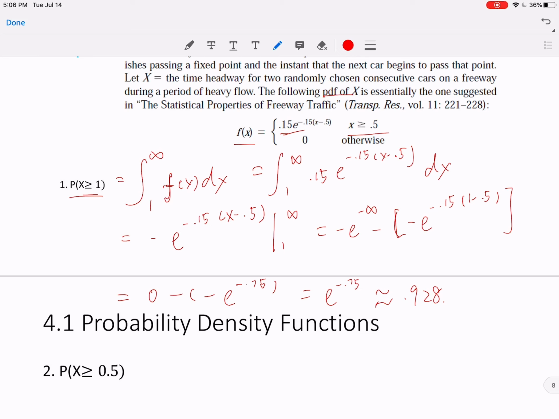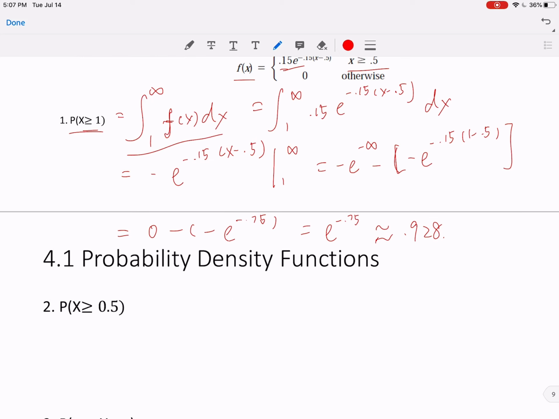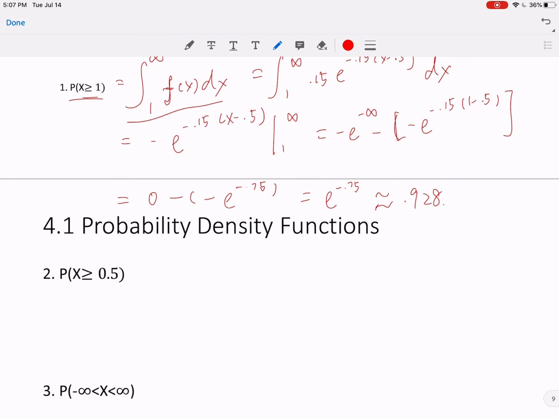So the key point for this kind of question is, first of all, if we want to find the probability of an interval of a continuous random variable, we have to do the integration over this given interval, and then you need to know some basic rules of integration.